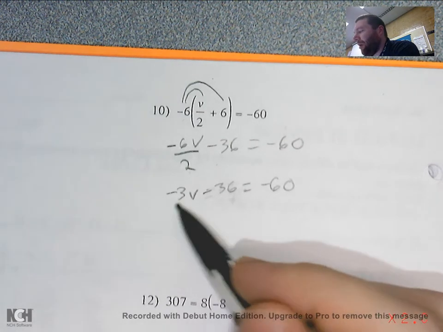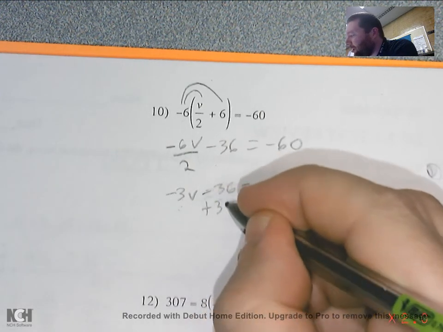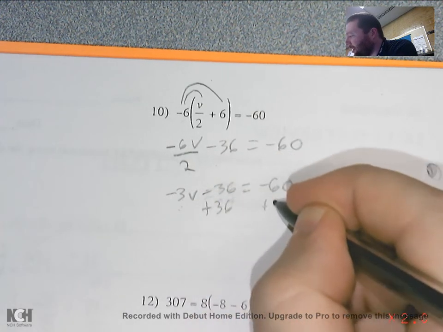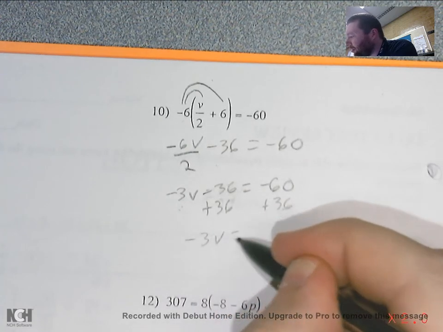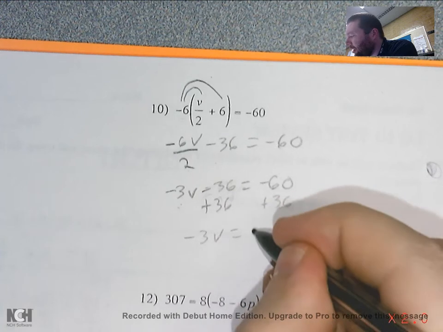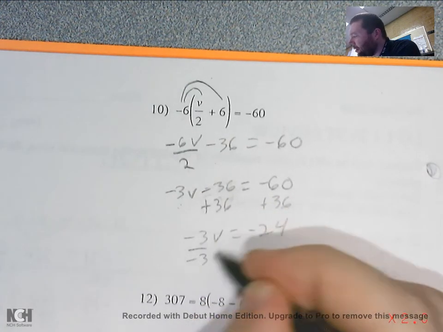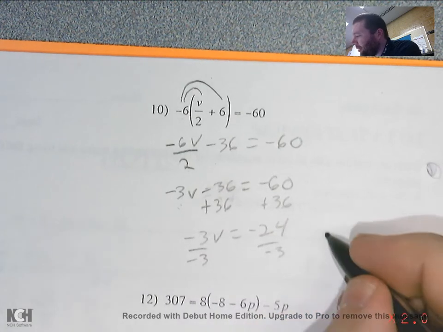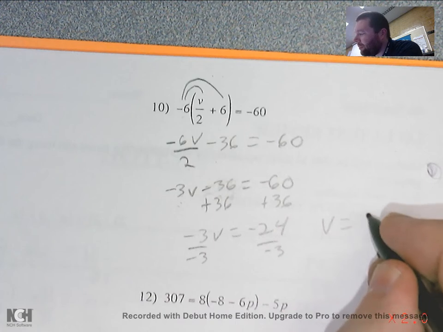So now we just have a party problem. So I have a best friend and acquaintance. I'm going to get rid of the acquaintance first. So I'd add 36 to each side. This is the negative, which gives you negative 3v is equal to negative 60 plus 36, which would be negative 24. And then you divide by negative 3, and you would get v is equal to a negative divided by a negative is a positive, right? Positive 8.